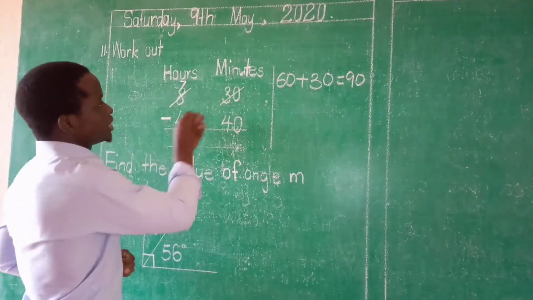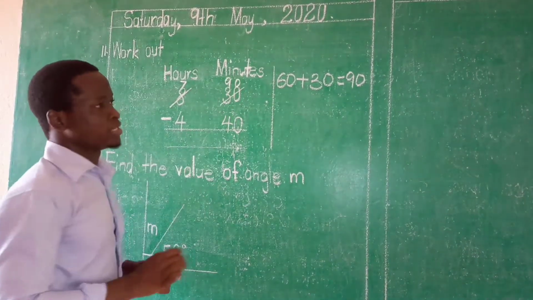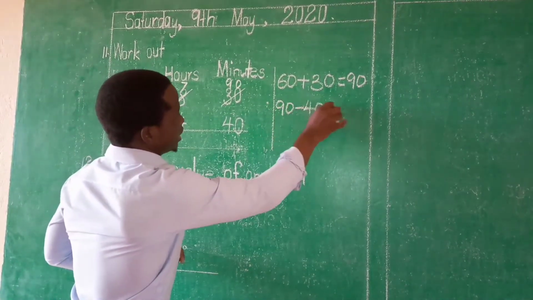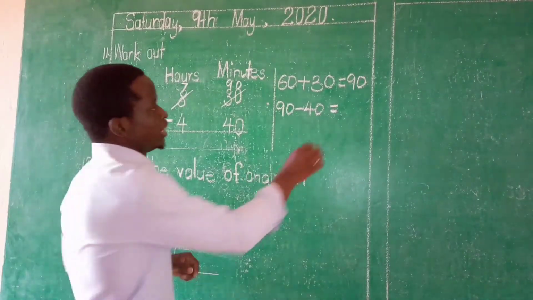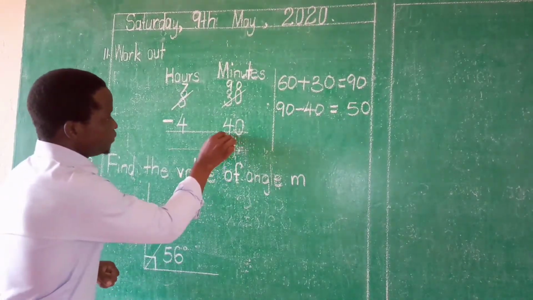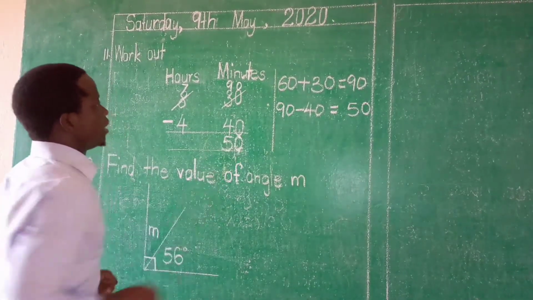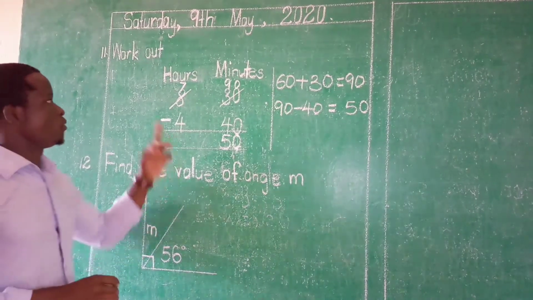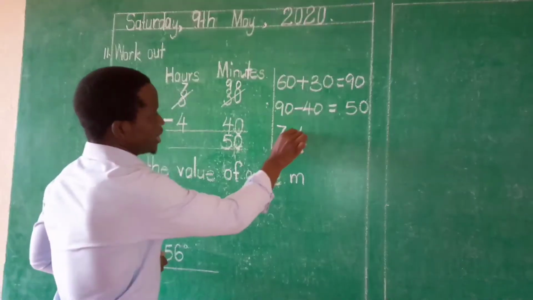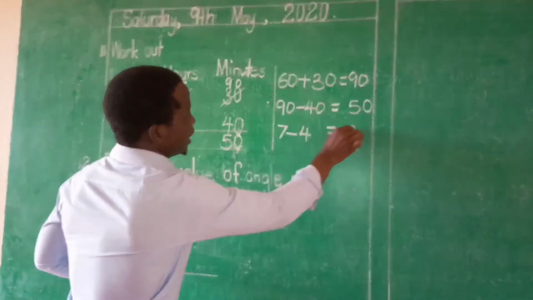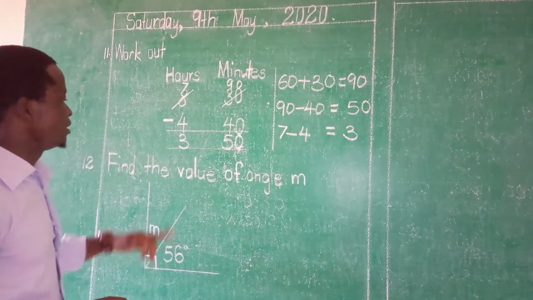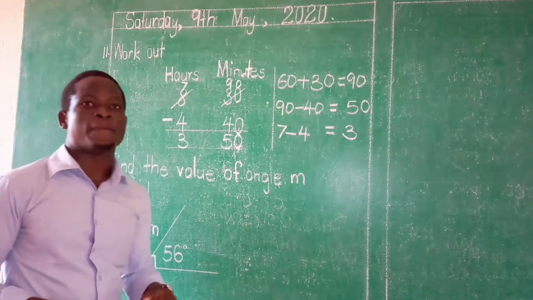Now, we remove the 30, we are now having 90 minutes. So we get 90 minus 40. And this one gives us 50, right? Yes. So we write here 50. We now move to the side of hours. We now have 7 hours, take away 4 hours. 7 take away 4, we get 3. And we write here 3. And now our answer is 3 hours and 50 minutes.